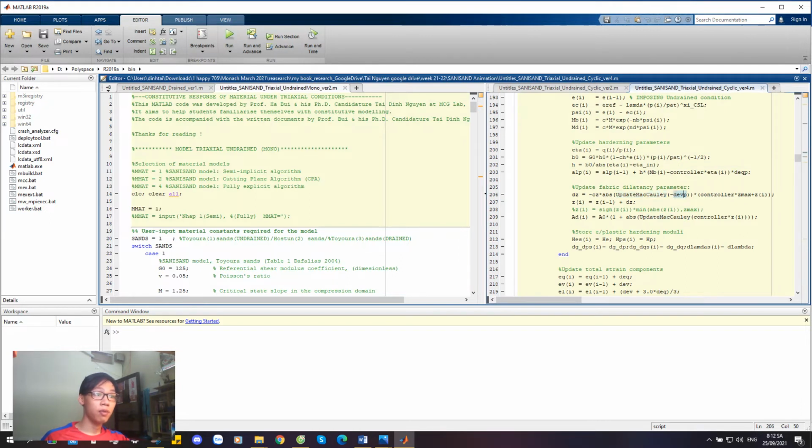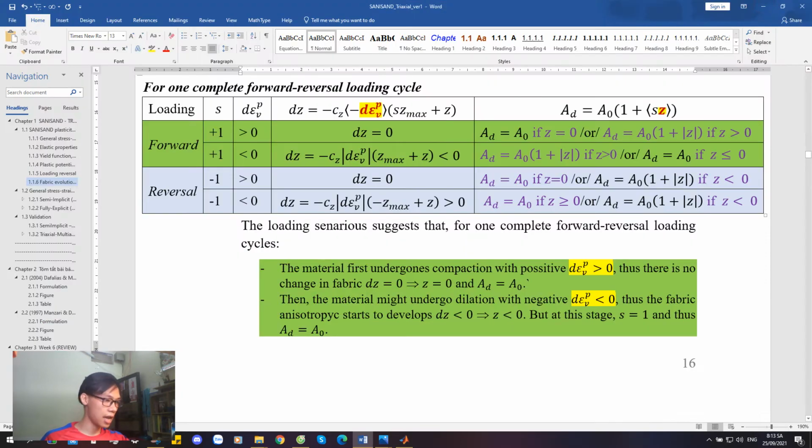And this dε_v^p, we have the controller, which is 1 or minus 1, and Z max is the maximum value of fabric Z, and it is always updated when Z changes to make sure of that. And finally we have the AD, where E0 is 0.704, called the state density parameter for AD. We have the update Macaulay calculated like that. So we focus on explaining this now.